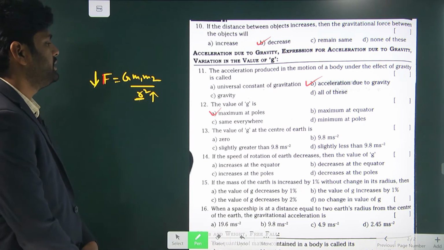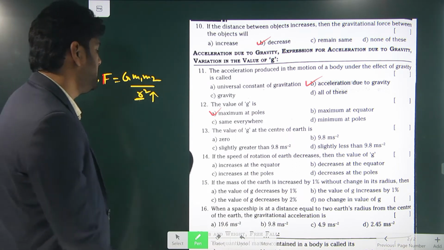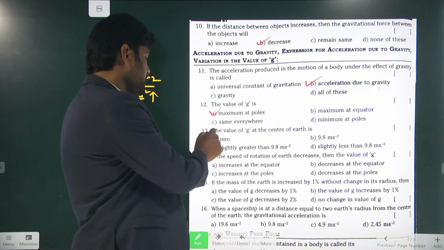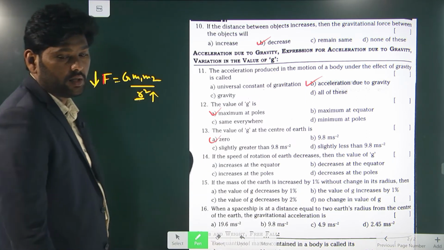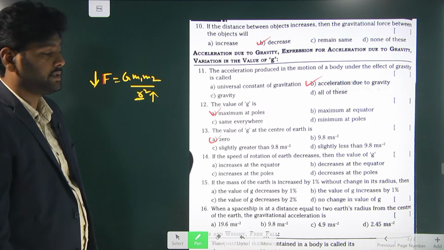Next, the value of g at the center of the earth is how much? 0, because there is no mass. When there is no mass, there is no gravitational force, no pulling force, no acceleration.